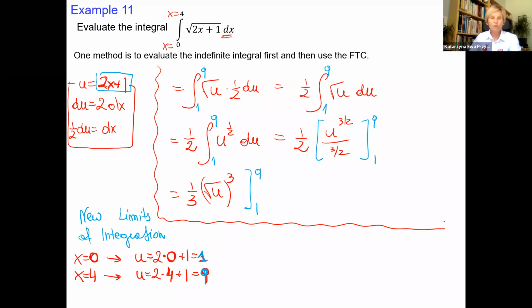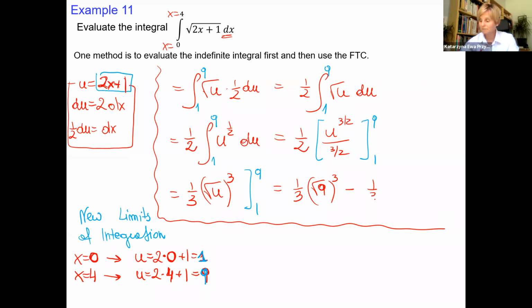And I would say we're always looking for the new limits of integration. It's a little bit easier. I can show you how we can do it differently, but let's finish this. We remember the fundamental theorem of calculus. Let's substitute 9, the upper limit, and then cube, minus, let's substitute the lower limit, and cube. Square root of 9 is 3. 3 cubed is 27.